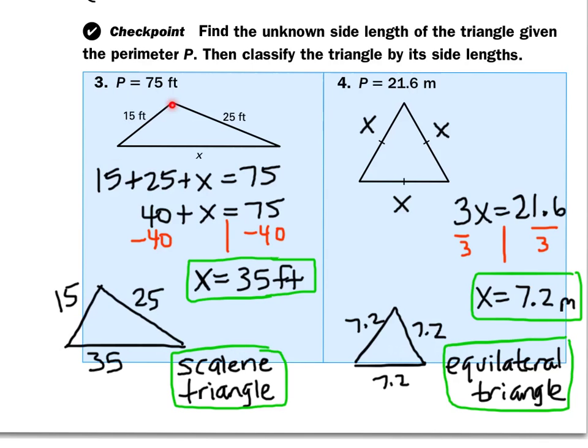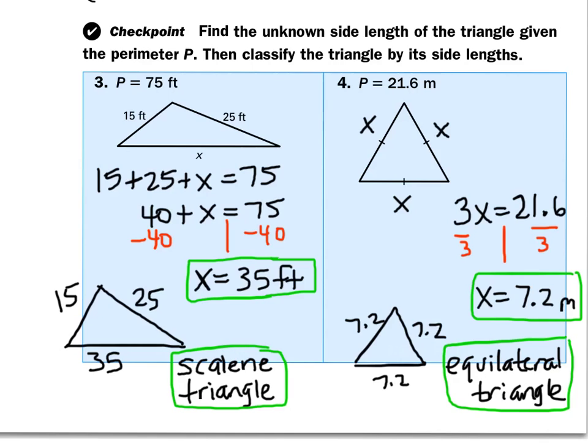And we know one side is 15, one side is 25, and the other side is x. So write your equation: 15 plus 25 plus x equals 75. Then combine like terms. 15 plus 25 gave us 40, so 40 plus x equals 75. Let's get rid of the 40 by subtracting 40 from both sides. So x equals 35 feet. Now I have a side that's 15, a side that's 25, and a side that's 35. When all three sides are different measures, that's what we call a scalene triangle.